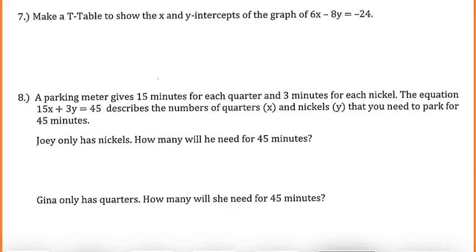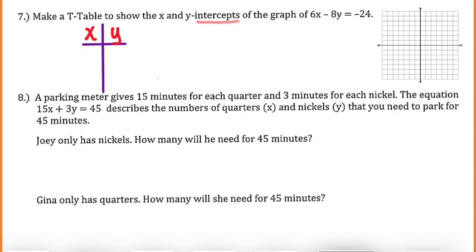On number 7, we're going to make a t-table to solve for our x and y intercepts. Let's go ahead and remind ourselves what x and y intercepts really are. Anything that is on the x-axis is an x-intercept, where the value of y must be 0. And anything on the y-axis means that the x value has to be 0, right? And notice that the middle point there, that point of origin, is just its own little island called the origin.